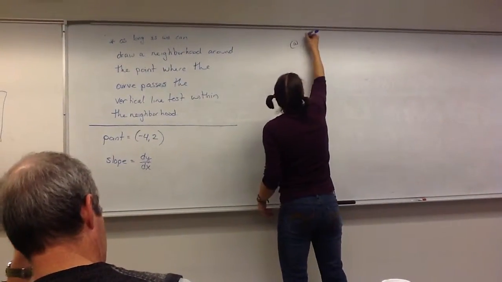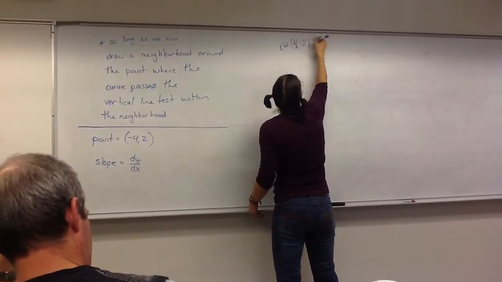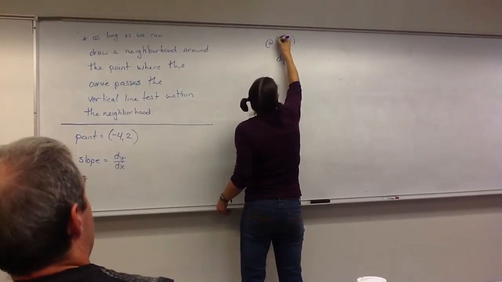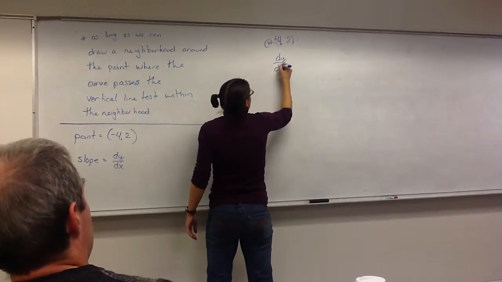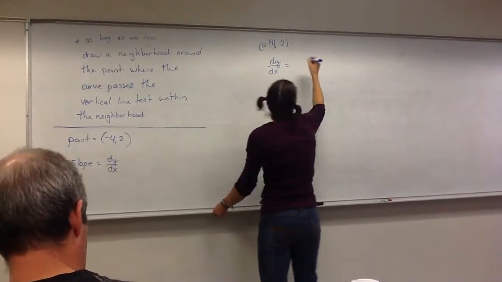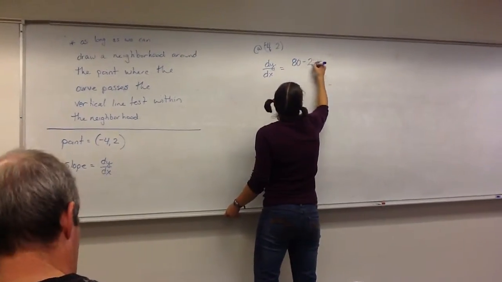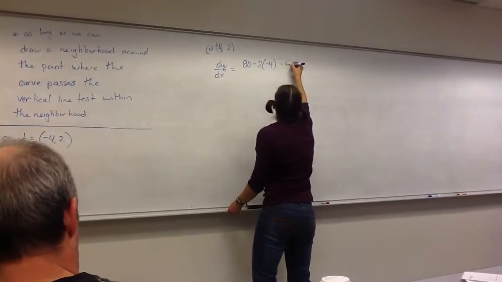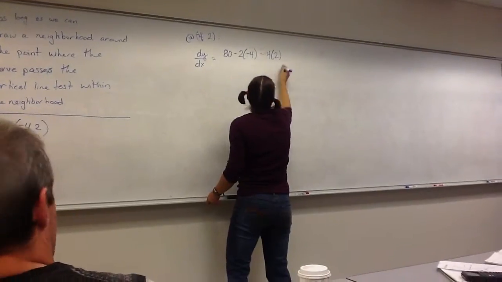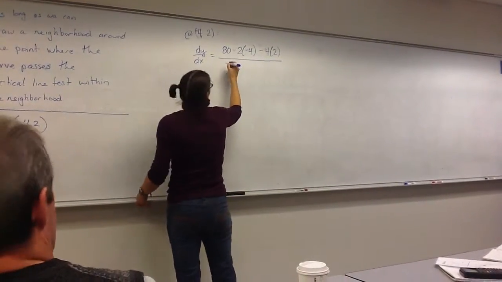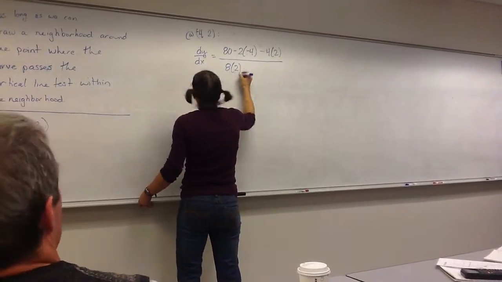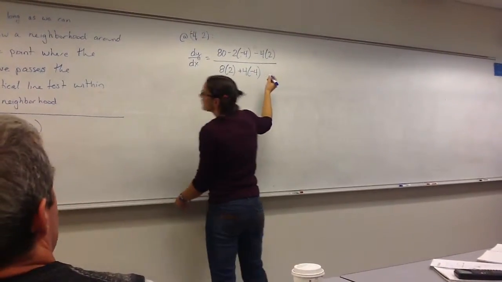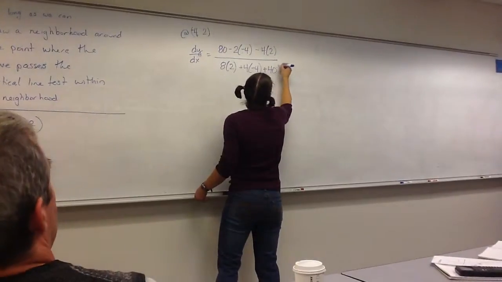All right, so at -4, 2. Thank you. dy over dx looks like 80 minus 2 times x, which is -4, minus 4 times y, which is 2, over 8 times y, which is 2, plus 4 times x, which is -4, plus 40.